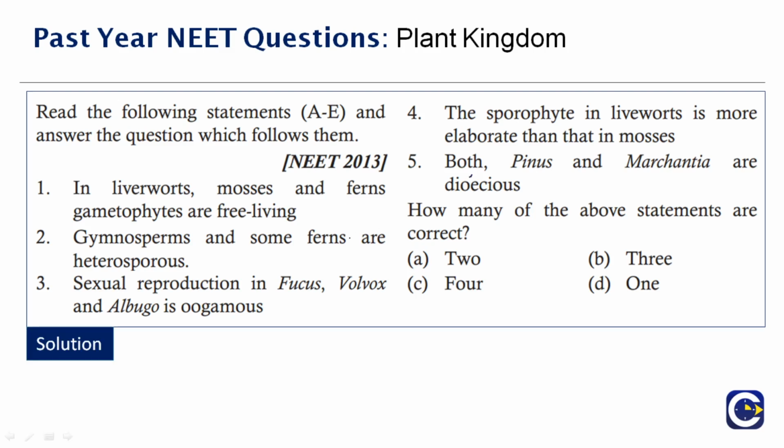Look at option 2, gymnosperms and some ferns are heterosporous. Sexual reproduction in Fucus, Volvox and Albugo is oogamous, that's right. The sporophyte in liverworts is more elaborate than in mosses. Yes, both Pinus and Marchantia are dioecious. Okay, so here how many of the above statements are correct? So the correct statements here are only 2 statements out of the 5, only 2 are correct.